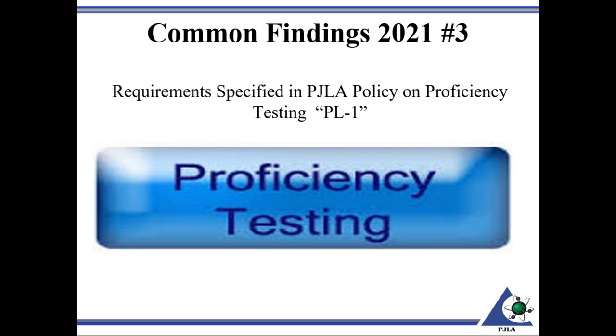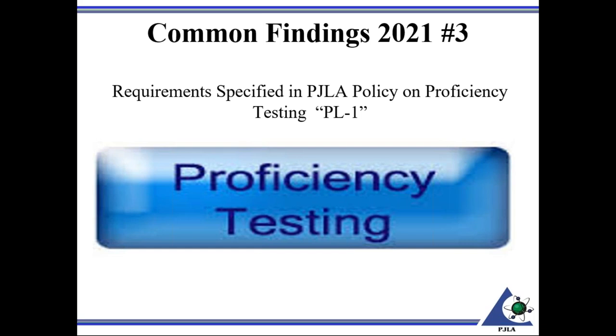All right, and this is kind of interesting. If you think about this, 7-7 is followed by PL1. They're basically related to the same item or same category here that's encompassing proficiency testing. So this is PJLA's policy on proficiency testing.